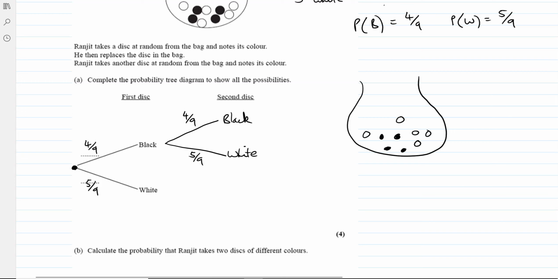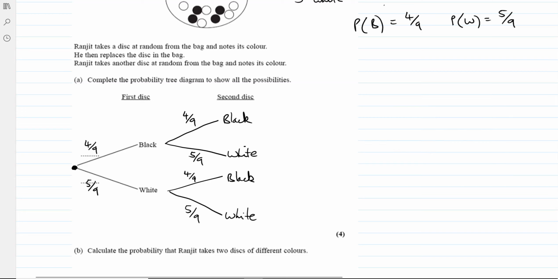And if you pull a white disc out first, so say we're going down this route now, then the second disc we pull out, again, can either be black or it can be white. And again, the probability will be the same. If I pull a white disc out first, 5/9 chance, I'm putting that disc back in, and then I'm taking another disc. Well, there's going to be back to the same. There's going to be 4 black discs, so 4/9 chance of getting a black one, and 5/9 chance of getting a white one. And there's my probability tree diagram.